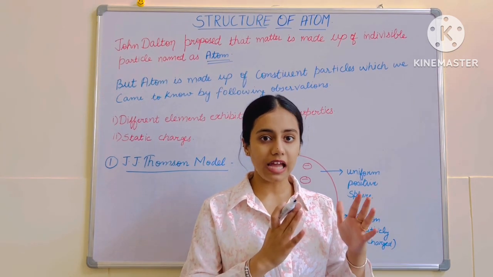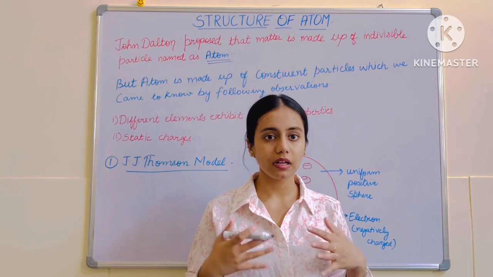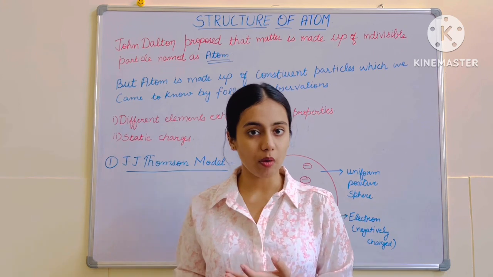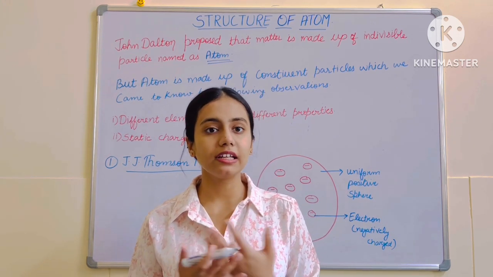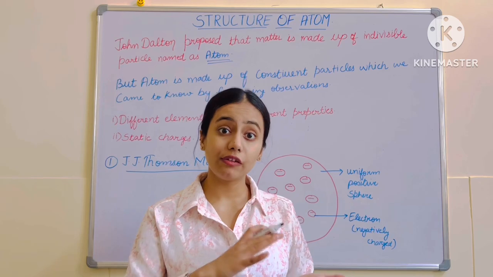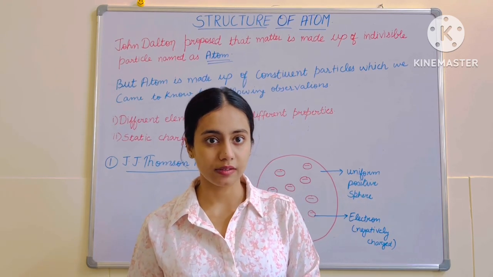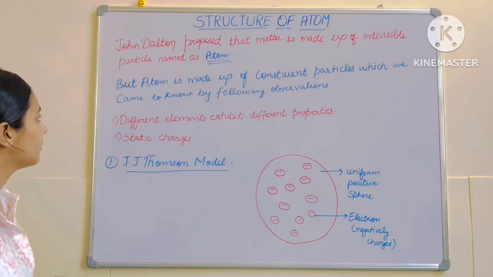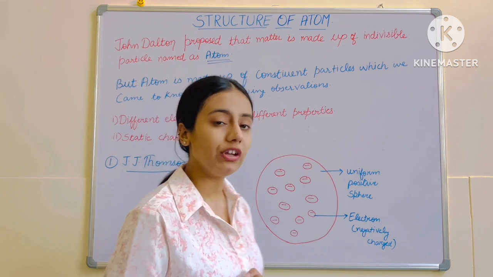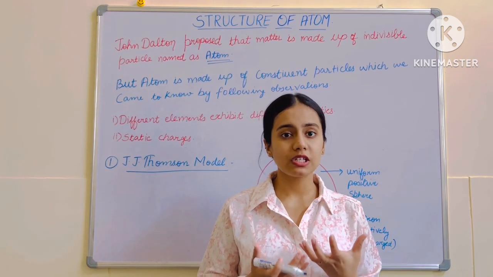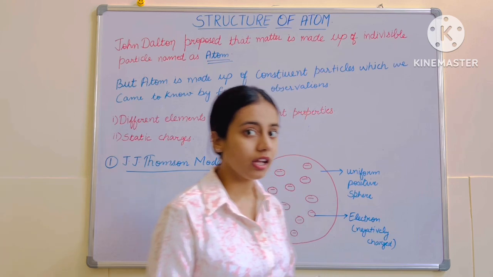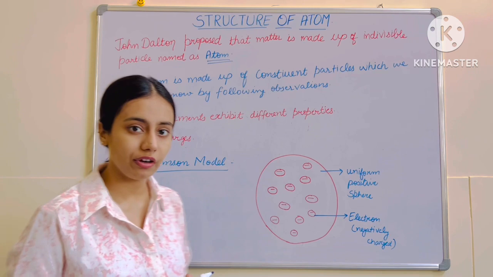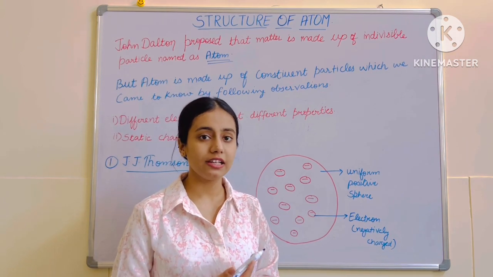Now if the atom is indivisible, then all the elements around us should possess the same properties, okay? But it is not so, as we know that different elements possess different properties. Here the Dalton model fails, and by some observation we came to know that the atom must have some constituent particles inside it, which is proved by the different elements exhibiting different properties and by static charges.